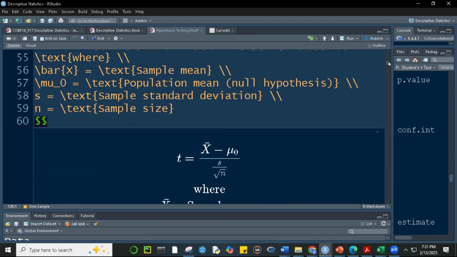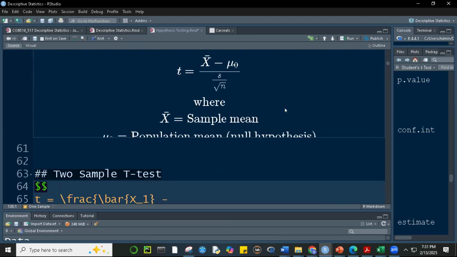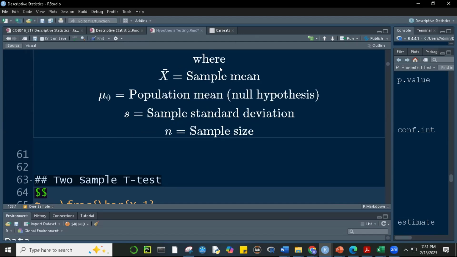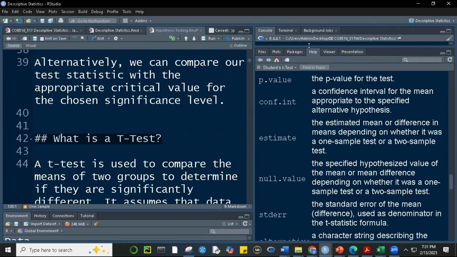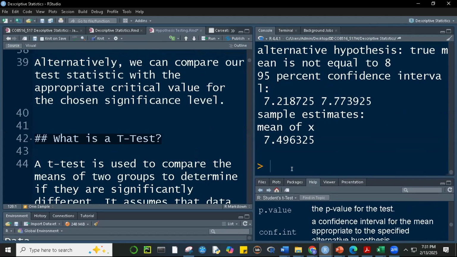You recall this one, class? Here. The T-stat was computed by getting the average of your sample, which was the 7.4, and then subtracting the average 8 divided by S. S is the sample standard deviation. You get the standard deviation, and then you get the square root of n. So just for purposes of example, let's just practice in R.